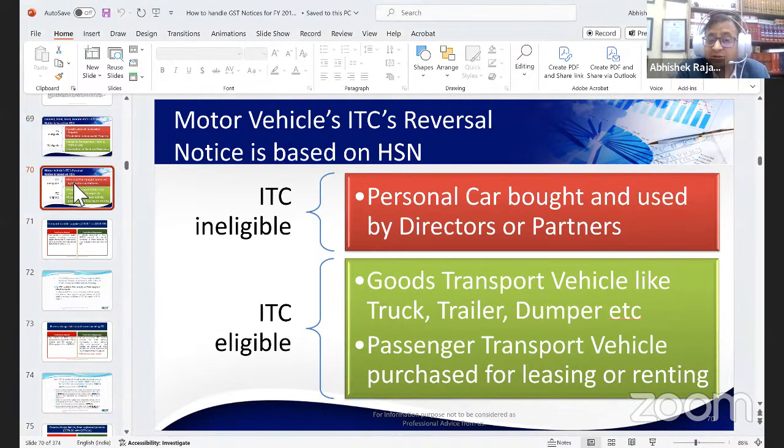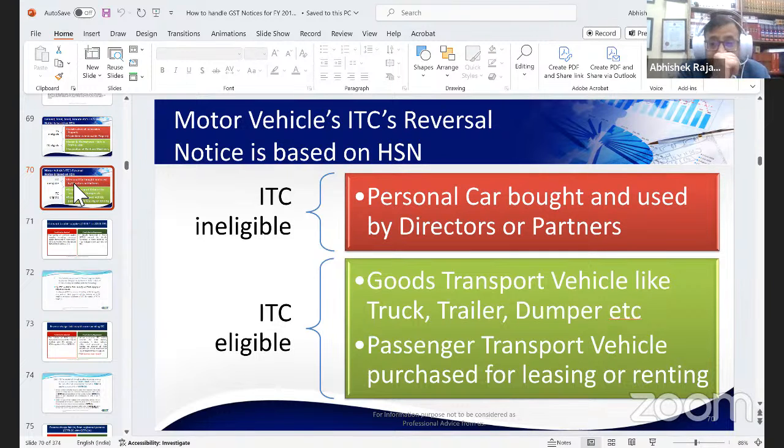Next is ITC on motor vehicle. So if you have bought a car for your directors, partners, ITC is not allowed. But if you are a dealer in this, ITC is allowed. Or if you are a GTA, then also ITC is allowed.